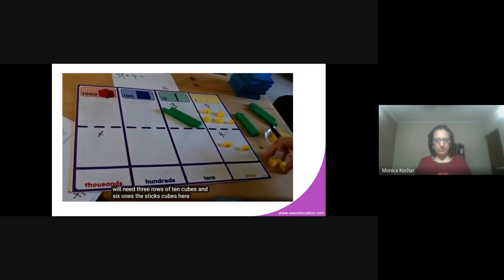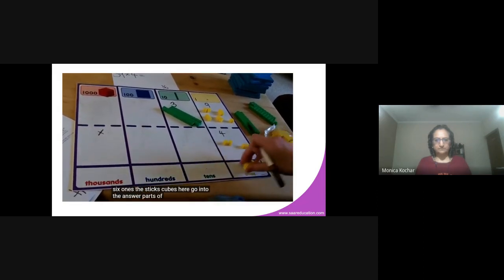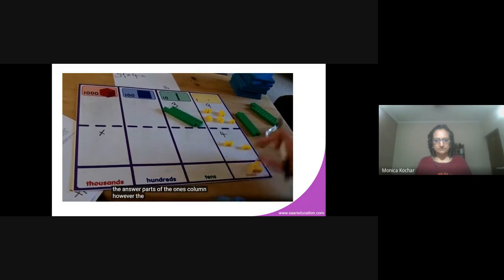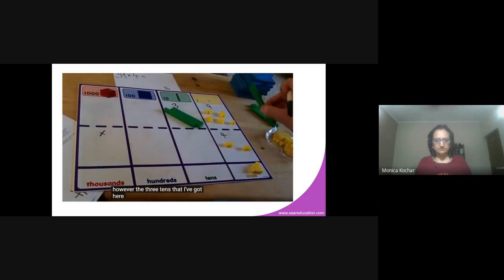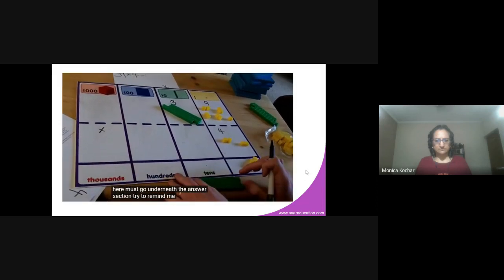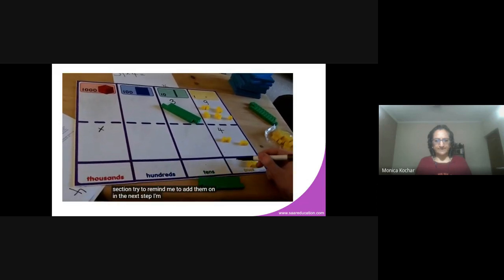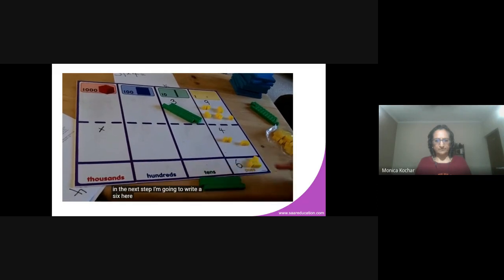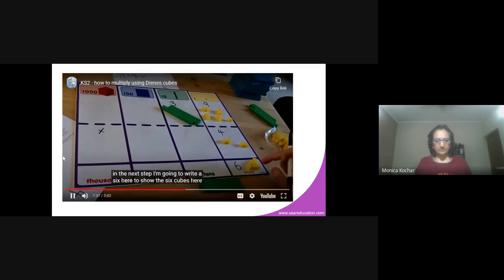The 6 cubes here go into the answer part of the ones column. However, the 3 tens that I've got here must go underneath the answer section to remind me to add them on in the next step. I'm going to write a 6 here to show the 6 cubes here.